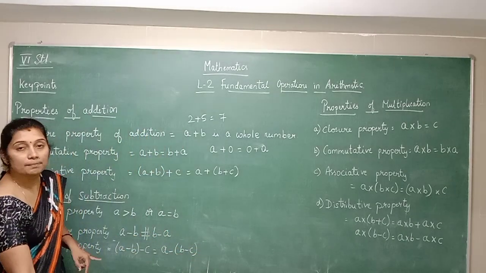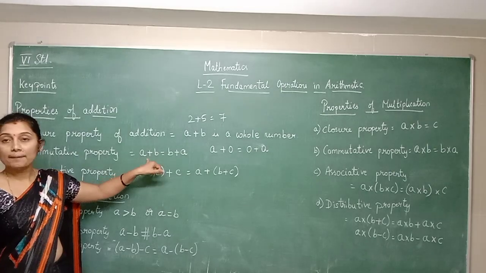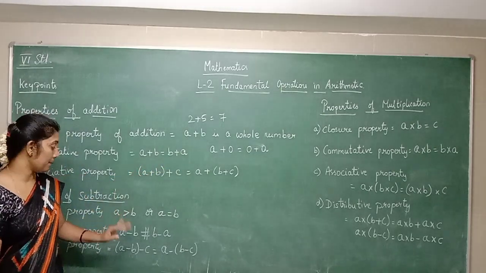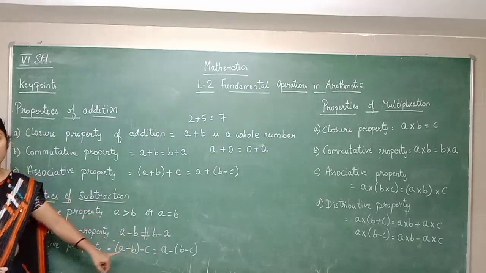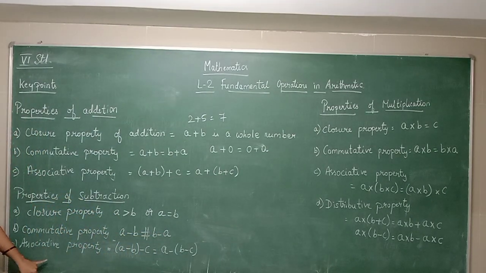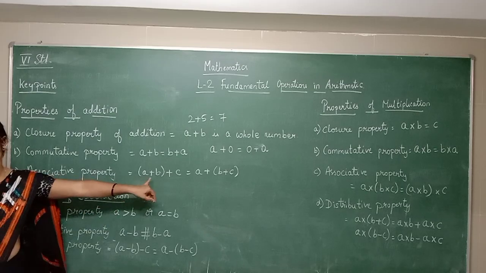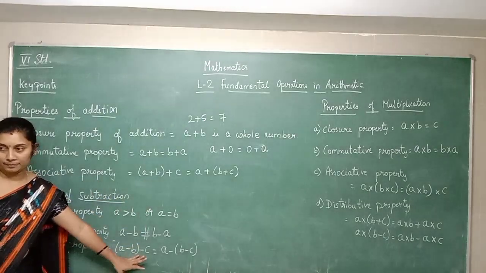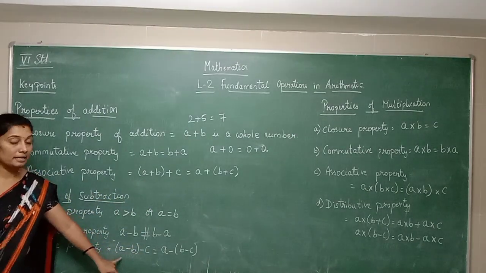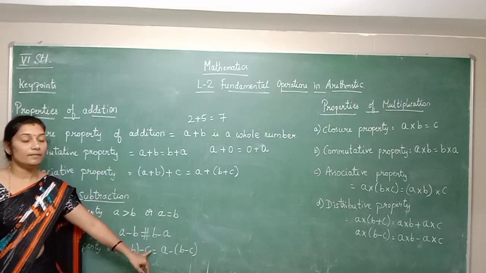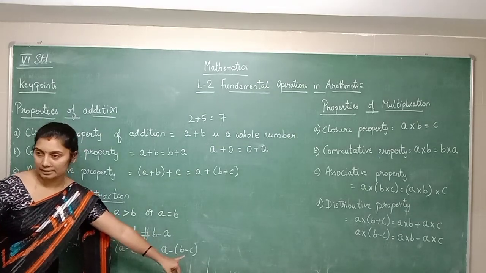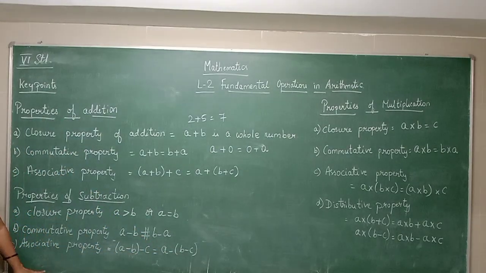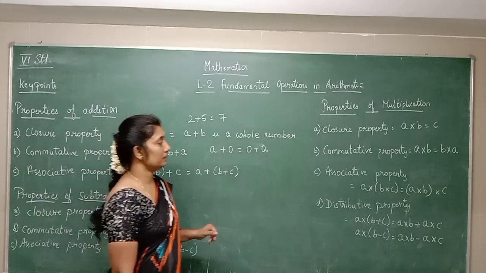In addition it is correct: A plus B is equal to B plus A. But in subtraction, A minus B is not at all equal to B minus A. Next you have the associative property. Same thing, you had a plus there, you will be putting minus here. So bracket of A minus B minus C will not be equal to A minus bracket of B minus C. This concept you understood now? Addition and subtraction. Now I am moving on to multiplication.